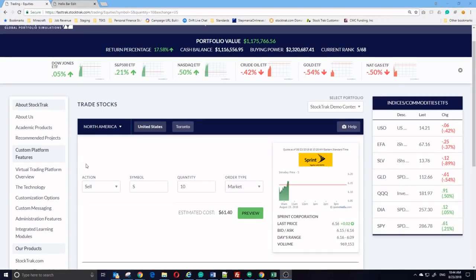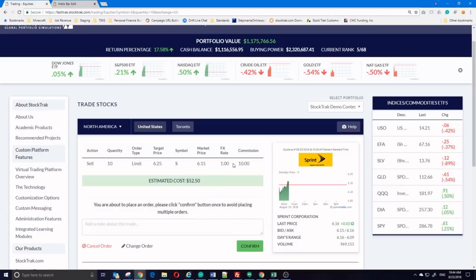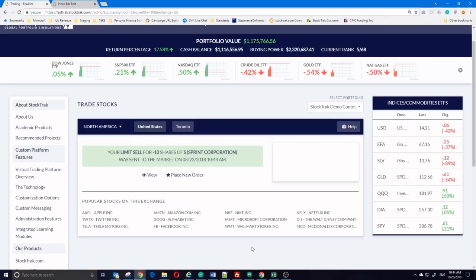To use a limit sell order, go back to the trading page and change your action to sell. Then, just like before, put the symbol and the quantity you want to sell and change the order type to limit order. In this case, I'm going to want to set my limit price above the current market price because I want to maximize my profit. So since the current price is 6.16, I'll put 6.25. I'll next preview my order, which updates my estimated cost based on my limit price, and click Confirm to place my order.